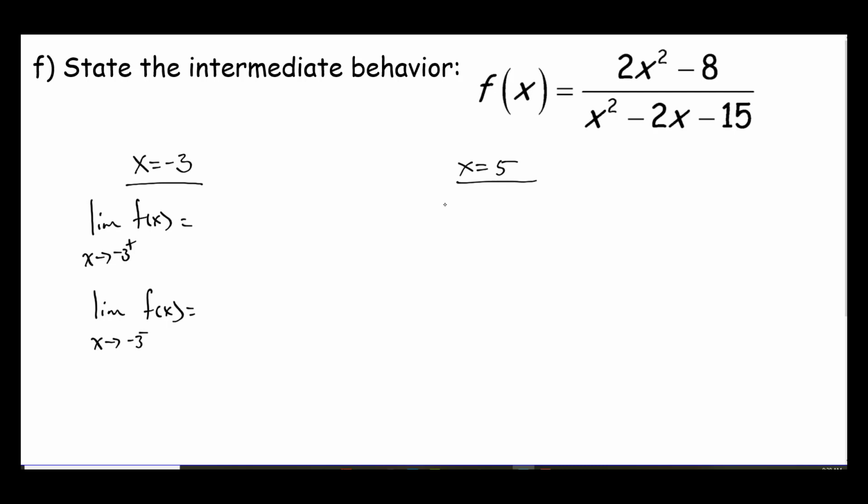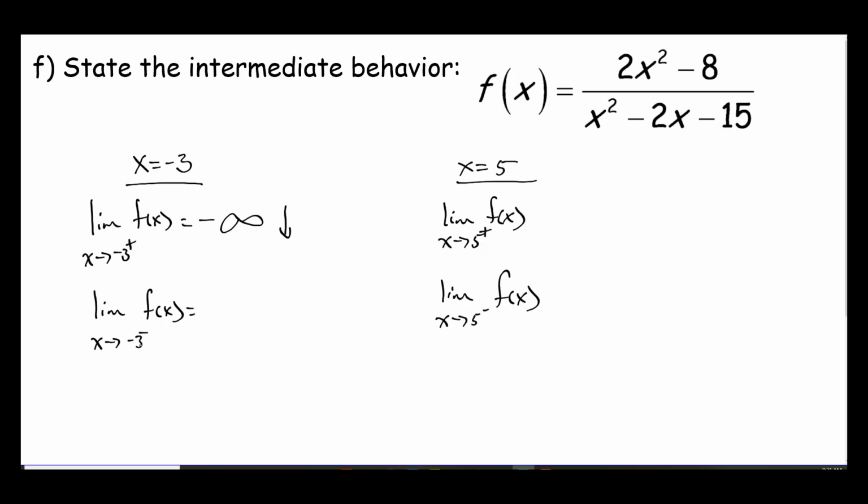Okay, and then we do the same thing here with our 5. Okay, so from the right of 5 and to the left of 5. Okay. So, again, if you do the test with this, if we plug negative 2.9 into our function on top and bottom, we would get a negative number. Okay. So that means we're going to be going down on the right of negative 3.